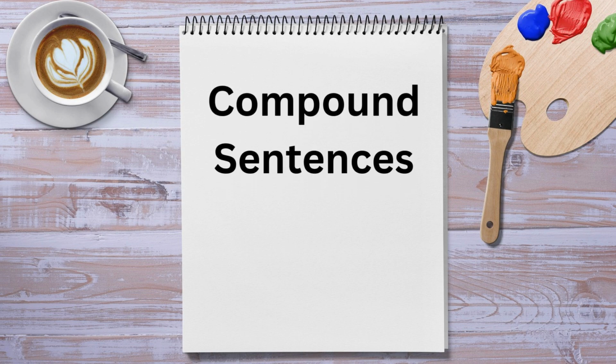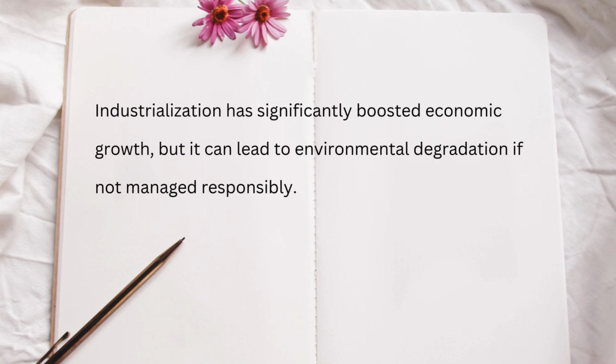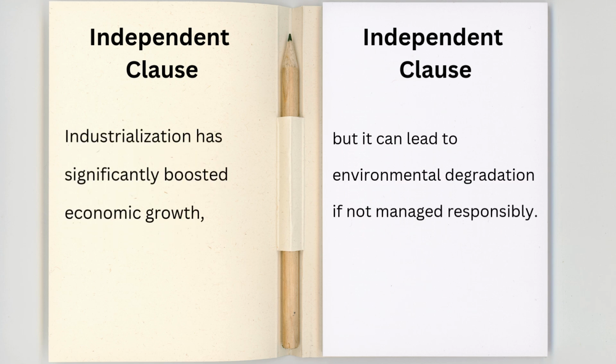Now let's move on to compound sentences. These are great for linking ideas of equal importance, helping you build strong arguments. Industrialization has significantly boosted economic growth, but it can lead to environmental degradation if not managed responsibly. This sentence links two independent clauses with the conjunction but. Industrialization has significantly boosted economic growth, and it can lead to environmental degradation if not managed responsibly. Both ideas are given equal weight.